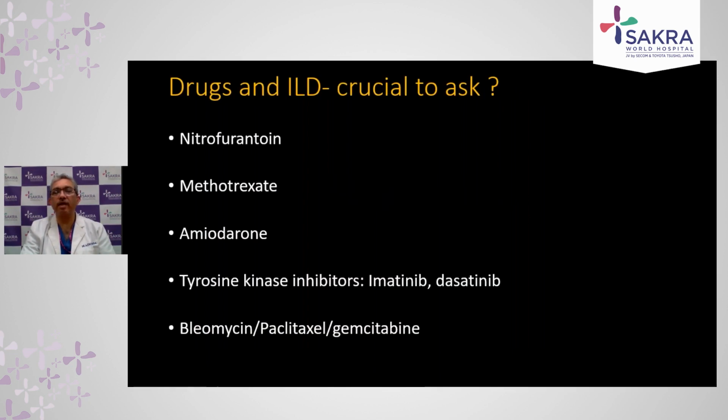Drugs, list of drugs is mentioned here. It's important for every patient to ask if he is taking the list of the common drugs which are known to cause this. So it's important to make a list and note it down. Nitrofurantoin, patients take it for urinary tract infection prophylaxis, usually causes acute to subacute diffuse lung disease. Methotrexate, again acute, subacute and chronic.